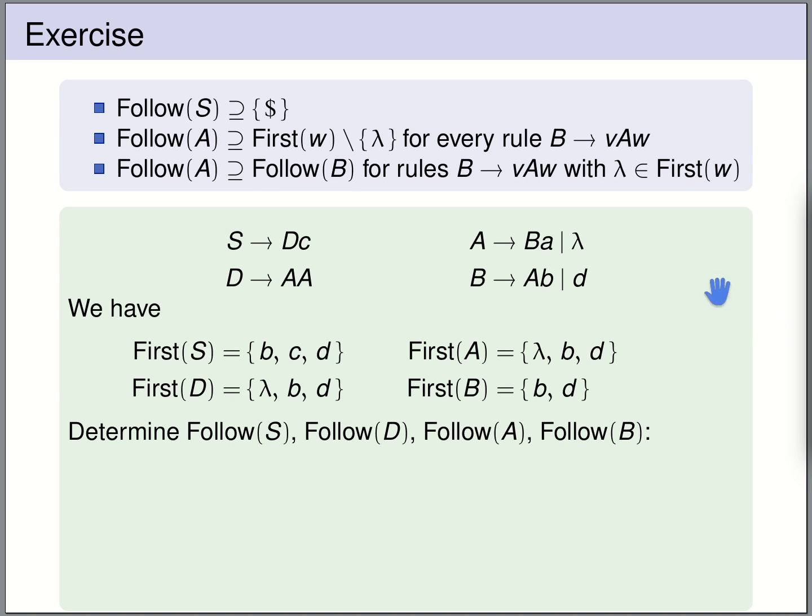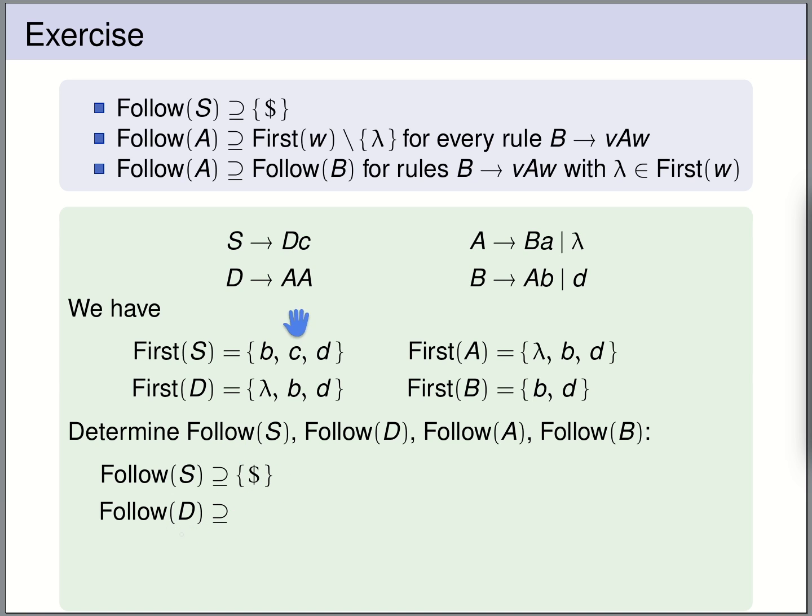Let's have a look at an example grammar. Here we have already computed the first set, and now we are going to compute the follow sets. For follow of S, we definitely get the $, the end of the word symbol. Now we have to check whether S appears in the right hand side of a rule. This is not the case here, so we only get the $ for S.